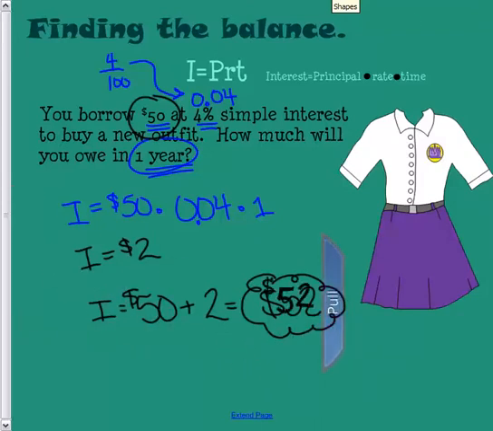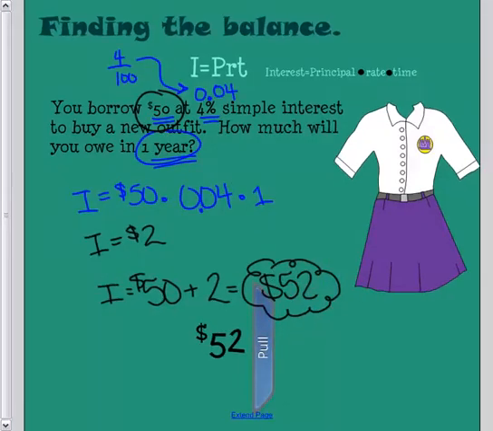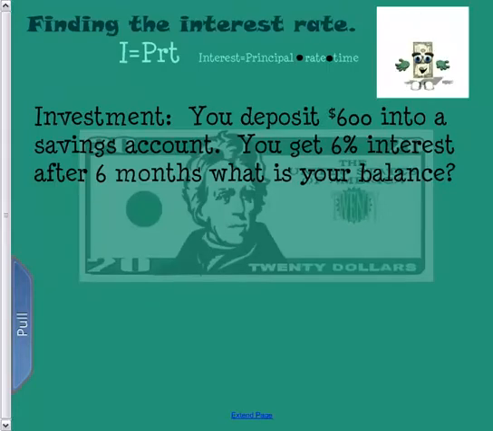So it's a total of $52, okay? Let's look at another example. I want you to go ahead and try this one on your own. You're going to deposit $600 into a savings account, $600. So that's your principal. You're going to get 6% interest after 6 months.